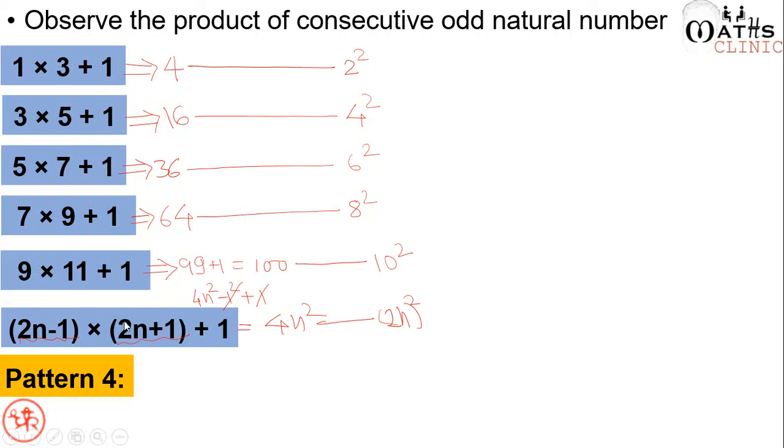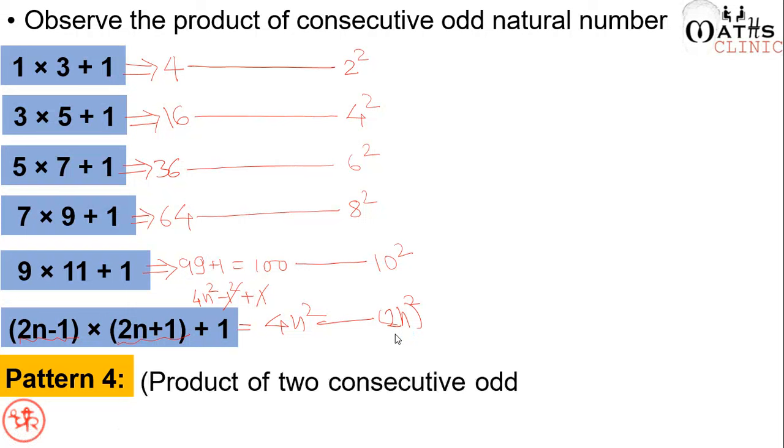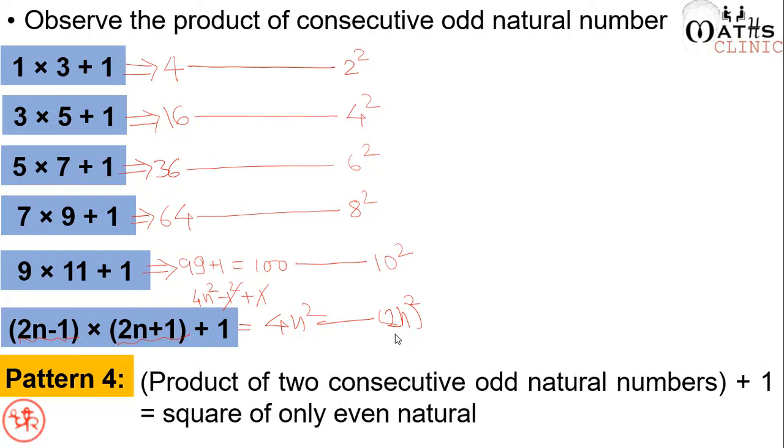9 and 11 ke beech mein ka even number? 10. To 10 square. 2n minus 1 and 2n plus 1 ke beech mein ka even number kaun sa hai? 2n. To 2n square. Is that clear? So we can say that the product of two consecutive odd natural numbers plus 1 is equal to square of the only even natural number between them. Samajh mein hai aapko ye property? Okay, so this is the pattern 4. Now let us discuss the next pattern.